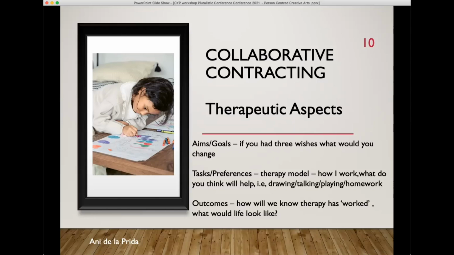And how do we know therapy has worked is a very important question to ask. So when we've negotiated around what it is we would like to be different, how are we going to know when that's happened? How do we know? What would life look like if this is successful? Because you don't want a client coming for years on end and we don't ever know how to end it or when to end it appropriately. And children have often asked me, like, how long is this going to take? And that's a really important question.